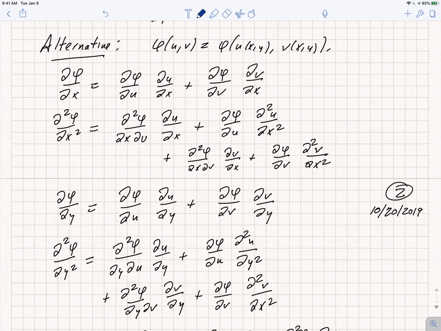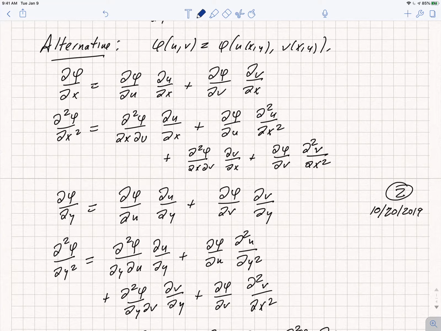Suppose we just say phi of u and v is phi of u of x and y and v of x and y. We can just use the chain rule for partial derivatives to compute the second derivatives of phi with respect to x and y. The first derivative is easy. The chain rule with respect to partial derivatives gives you d phi du times du dx plus d phi dv times dv dx.